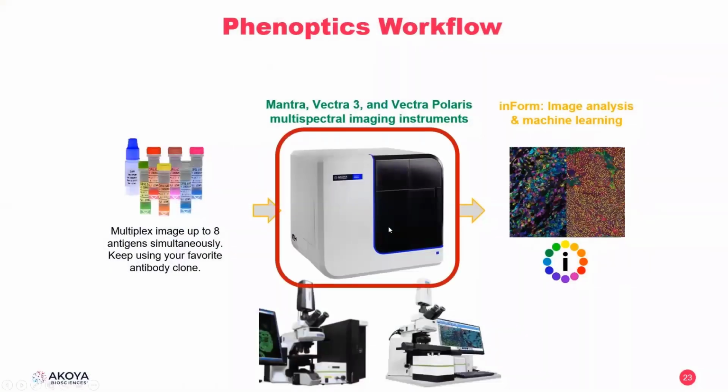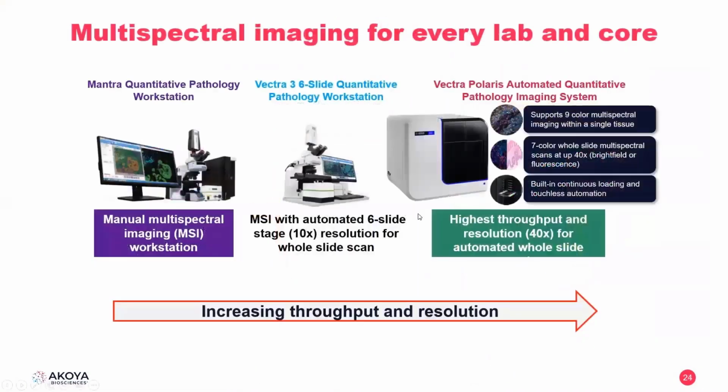Next, I'm going to talk briefly about our instruments. We offer a few different imaging instruments with various levels of automation and image resolution, starting with our Mantra workstation, which does imaging of single slides, and it's completely manual, to our fully automated Vectra Polaris system, which is great for high throughput applications and whole slide scanning, and again, which is what we used for our simulated H&E stain.